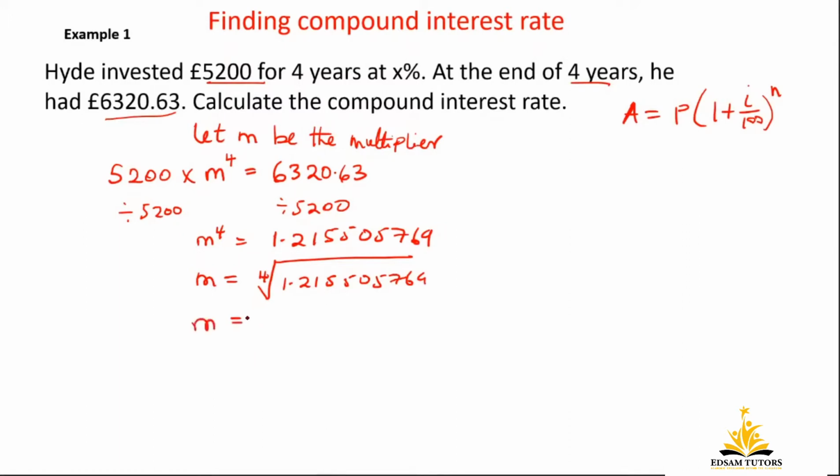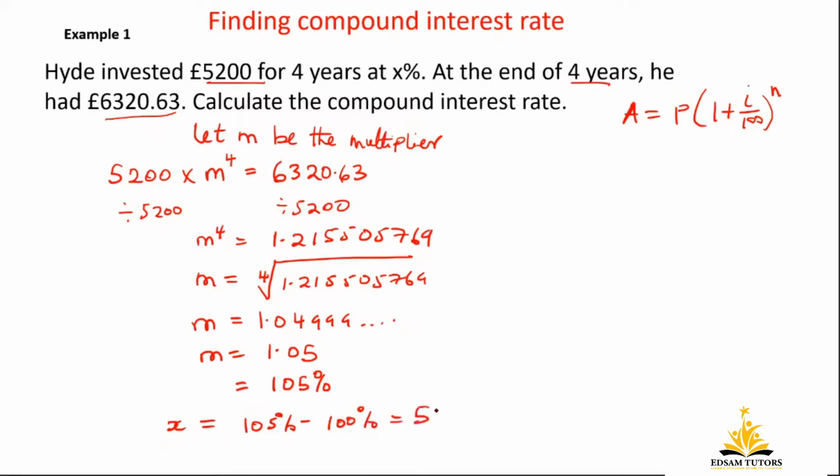That gave me a multiplier of 1.04999, and it goes on and on. So I'm going to round that up to 1.05. Now 1.05 in percentage is 105%. So that means that x should be 105% minus 100%, and our rate gives us 5%. So 5 is x. So our interest rate is 5%.